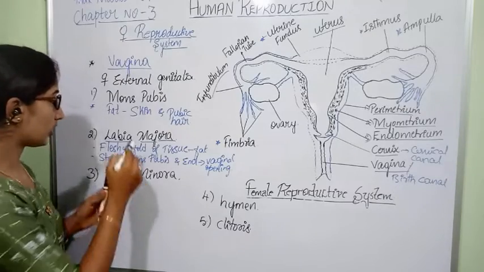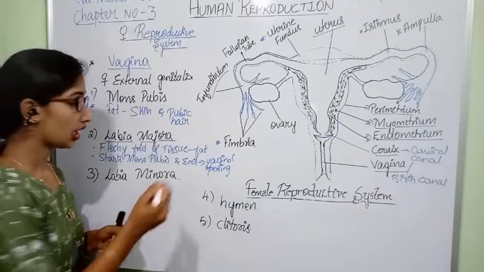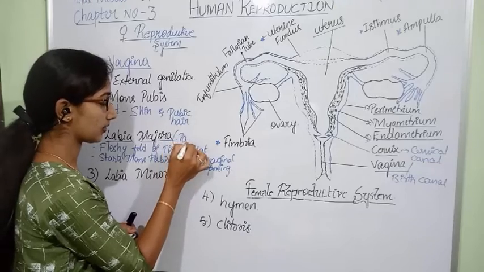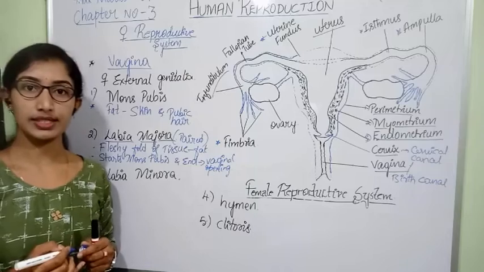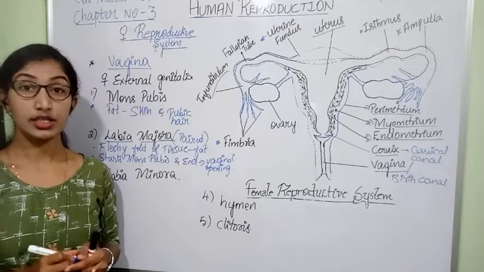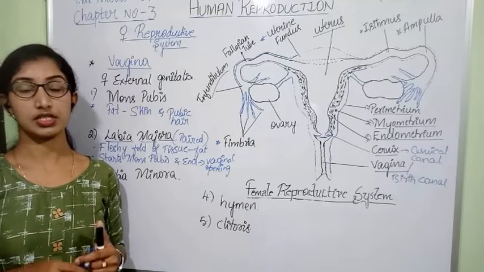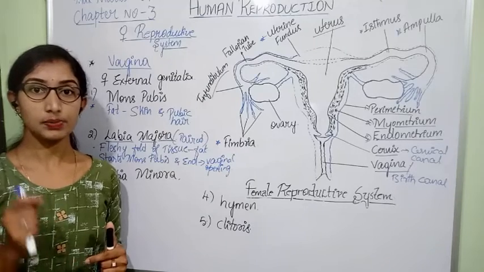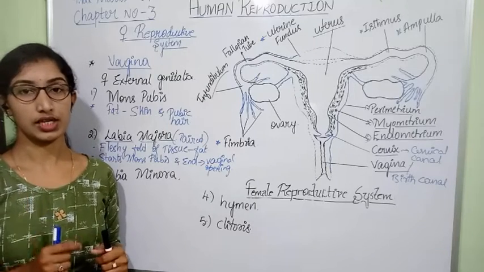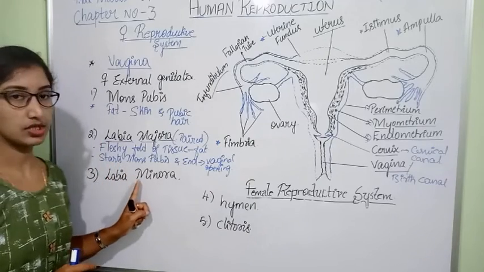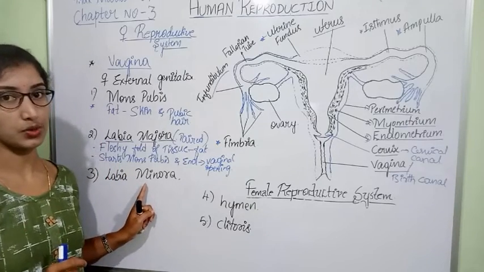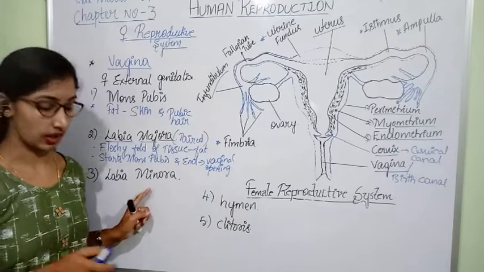Also, the labia majora are paired in nature. They are paired, and the function of the labia majora is to cover the inner regions as well as give protection for the vagina and vaginal opening. The next part, which follows the labia majora, is labia minora.